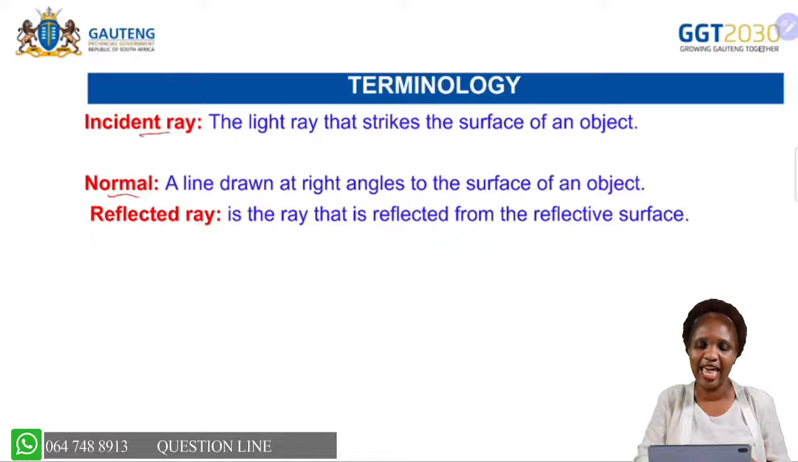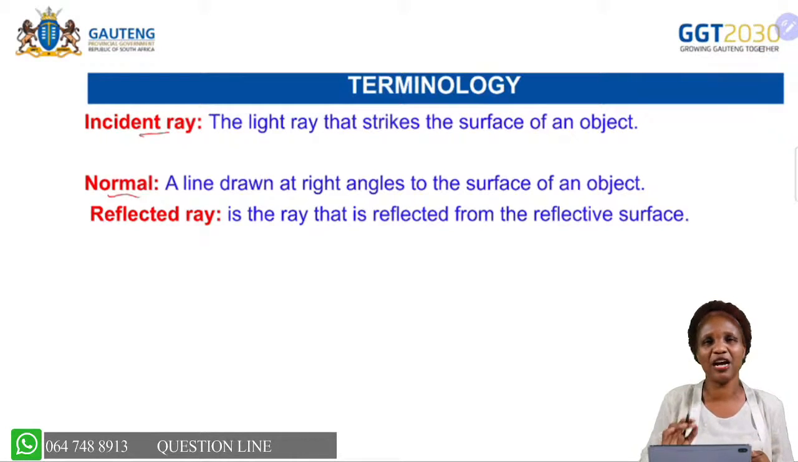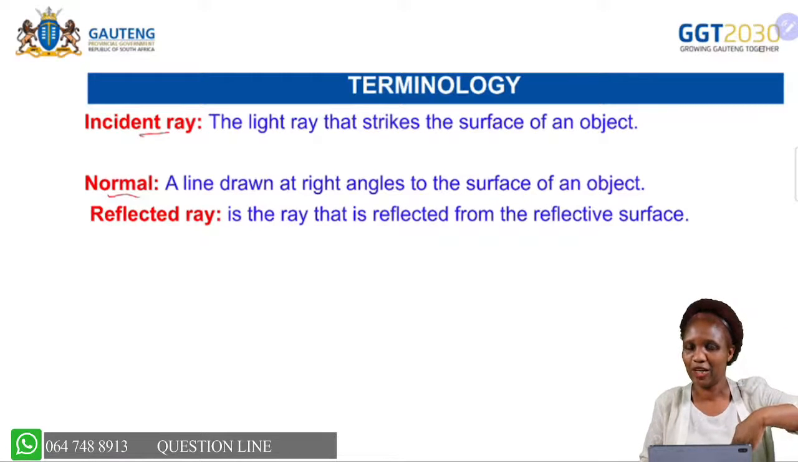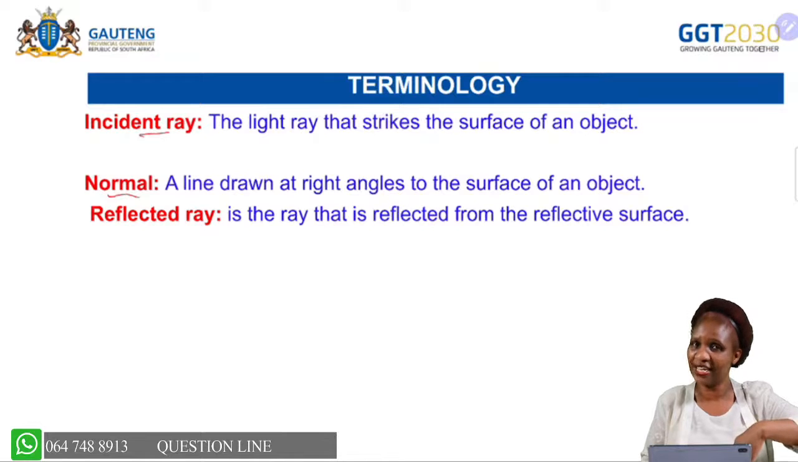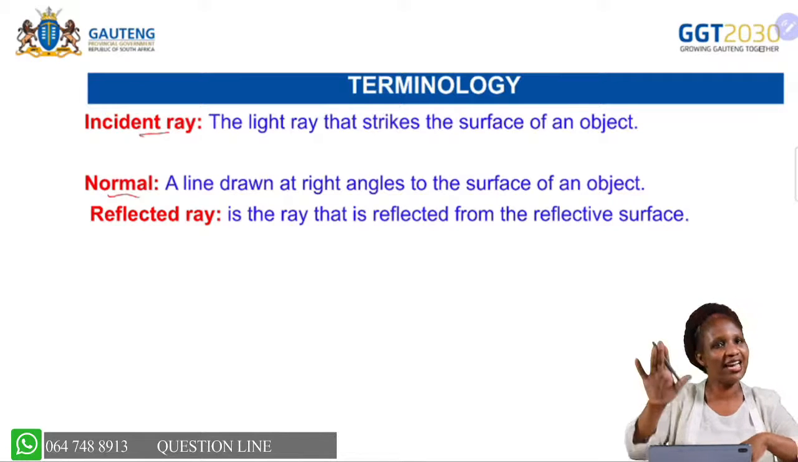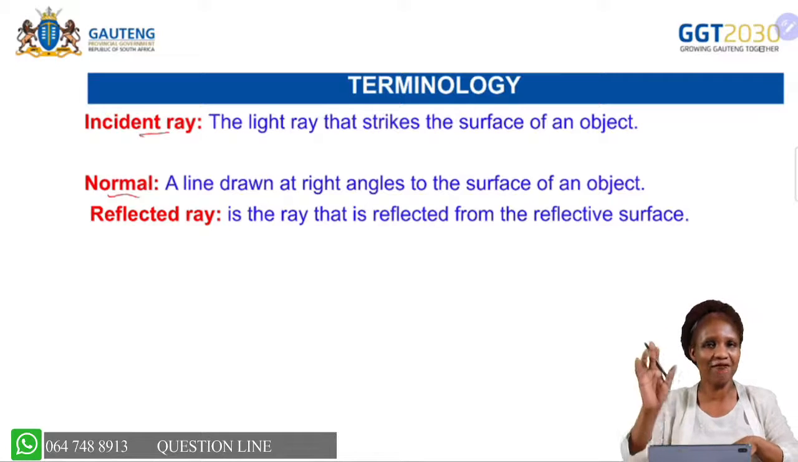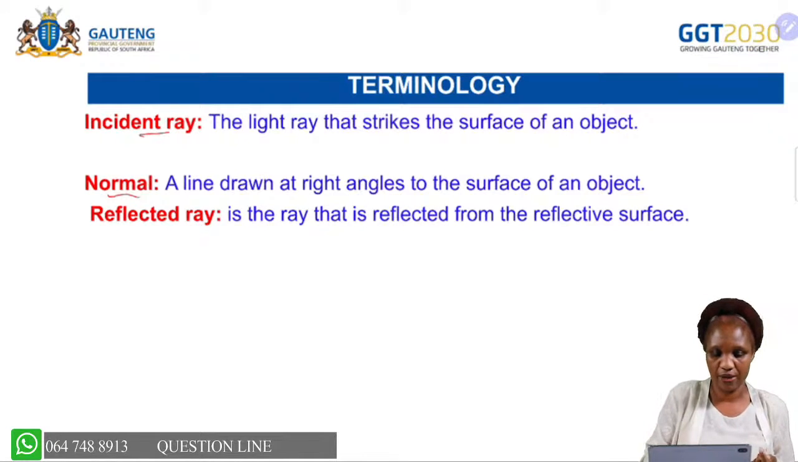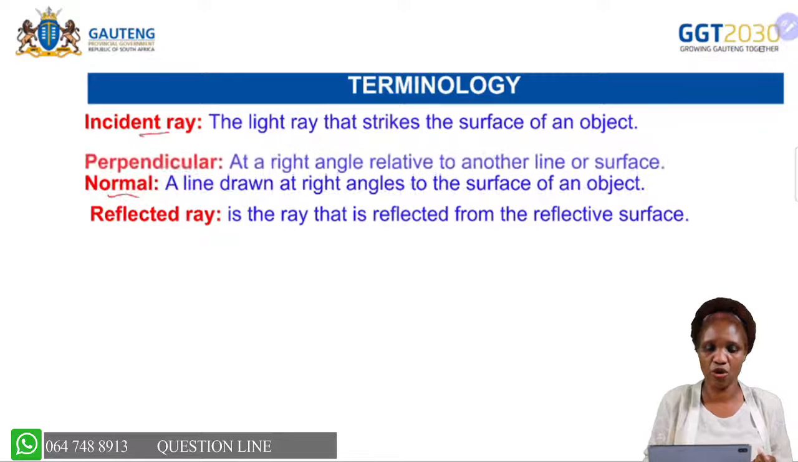Okay. And then we also have a what? A reflected ray. When we're talking about a reflected ray, if an incident ray comes in to a shiny object and then light is reflected to our eyes, that is called a reflected ray. Okay. We're going to come across a diagram about this. You're going to understand better. All right. Let's go on.